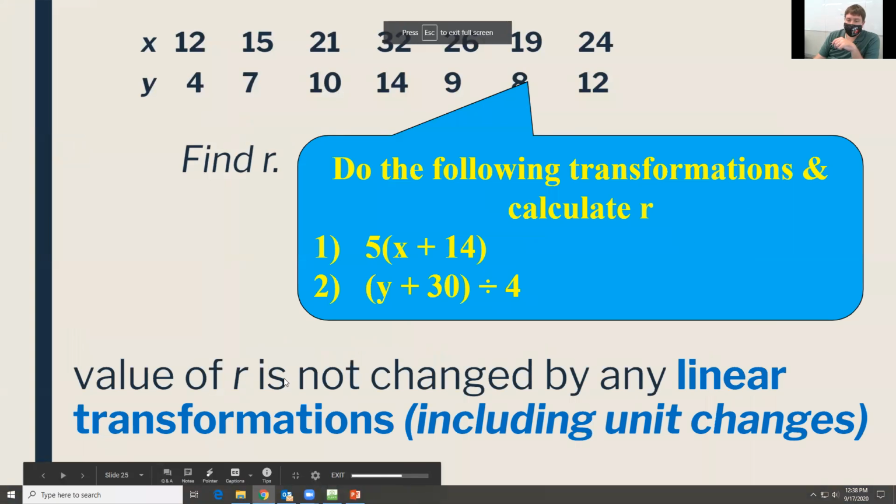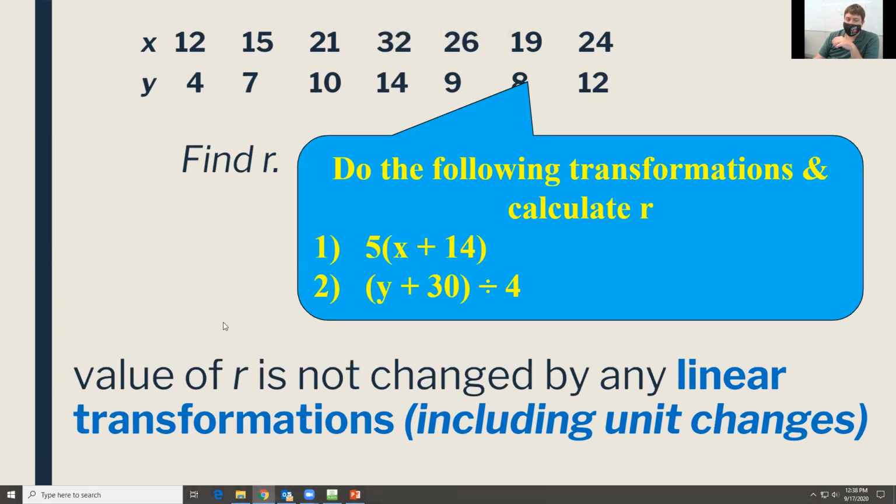Next thing we're going to do. So here's your first sentence coming up. The value of R is not changed by any linear transformation. So the blank, which is value of R, is blank, not changed by any linear transformations, including unit changes. Which is nice, because sometimes we're going to want to convert this stuff, and we don't want to panic and be like, oh my goodness, I'm going to change my R value. You will not. Your equation might change, and that's okay. We don't care about that changing. But your R value will stay the same, so your relationship stays the same.